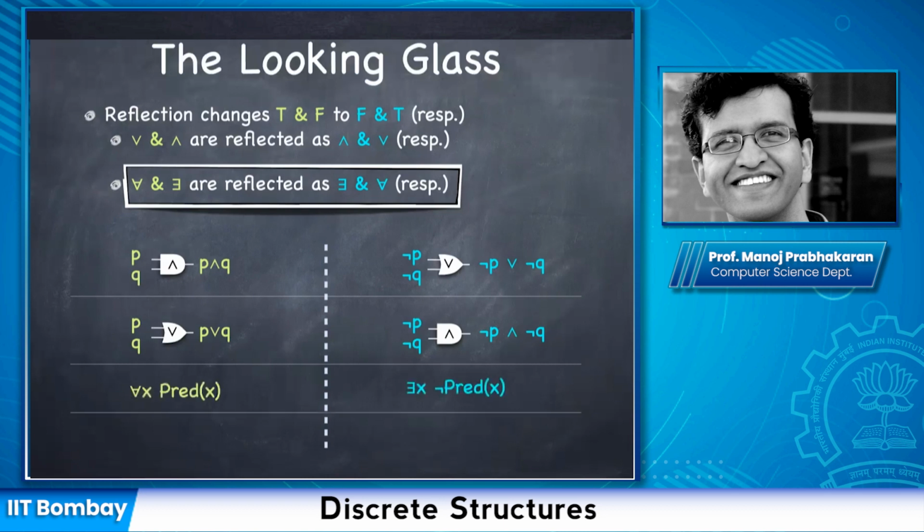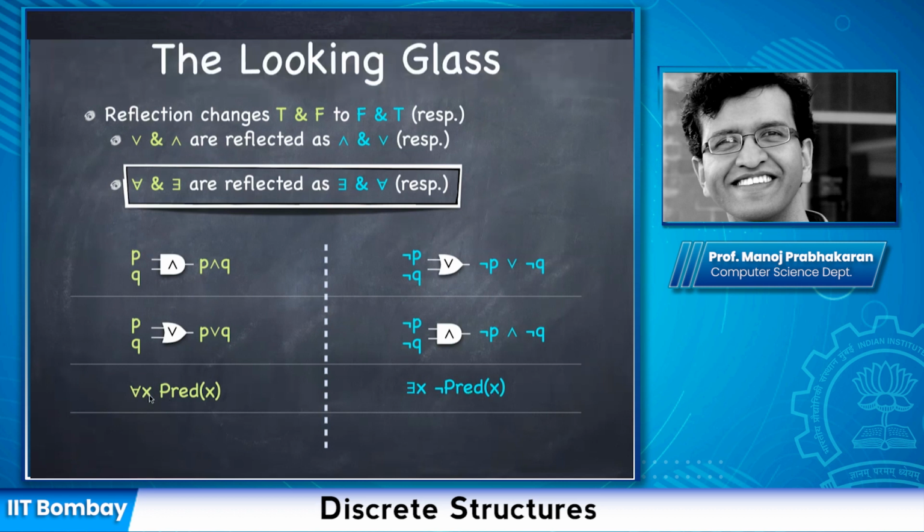You can also have quantifiers thrown in here. So if I took a proposition of the form for all x, pred x, where pred is some predicate, its negation that you would see on the other side would be that for all is getting reflected as there exists x, and pred x will get reflected to not pred x. So it's another predicate, right? The truth table obtained by reflecting the truth table of pred through this mirror.